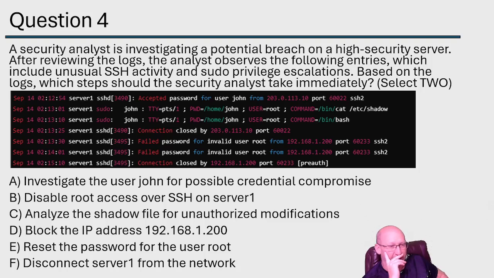Block the IP address at 192.168.100.200. Why? They would just try to log in. That's an internal IP address. Why would we block them? I don't see that as a good answer.